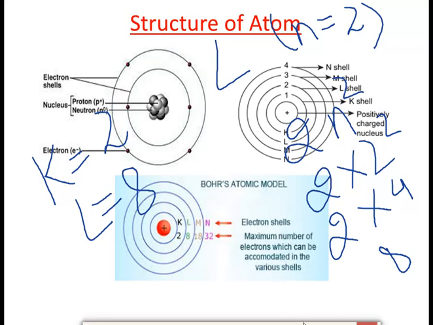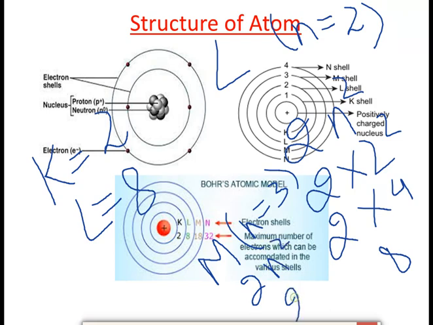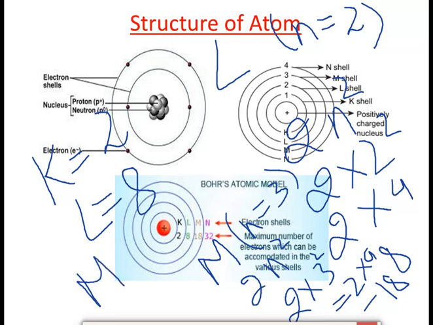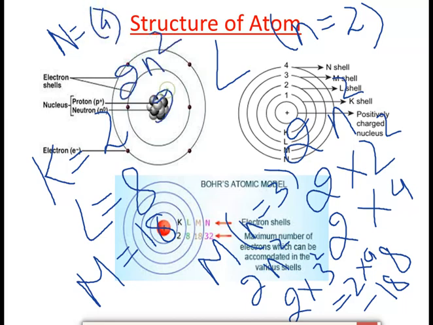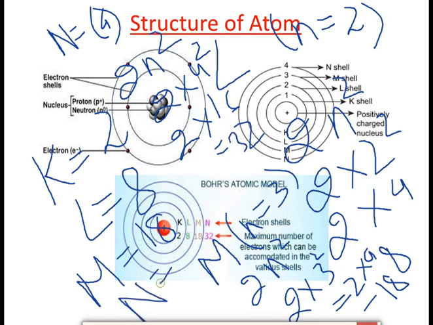Now let's discuss for M shell. For M shell, the value of n is equal to 3. Now we'll write 2n square. Means 2 into, in the place of n we will put 3. 3 3s are 9. 2 into 9, that is 18 electrons. So हमारे M shell में 18 electrons present होंगे. In the same way, for N shell, we'll take the value of n as 4 and we'll put the formula 2n square. So 2 into 4 square. 2 into 16. 16 into 2 is 32. So हमारे N shell में total electrons हो जाएंगे 32.